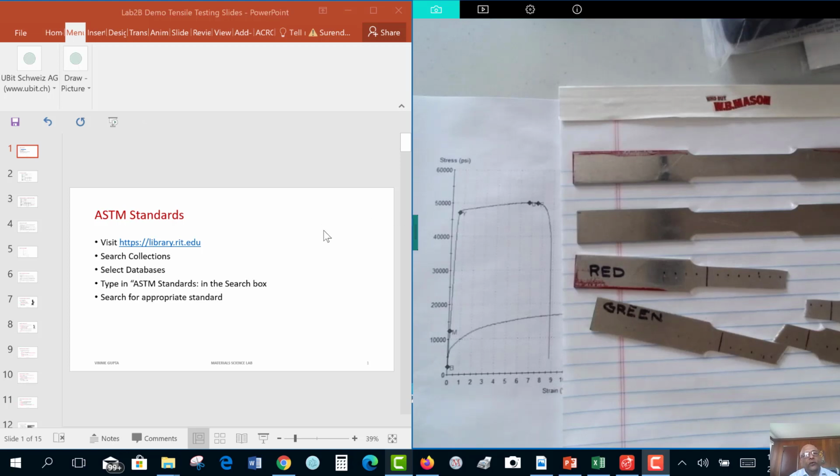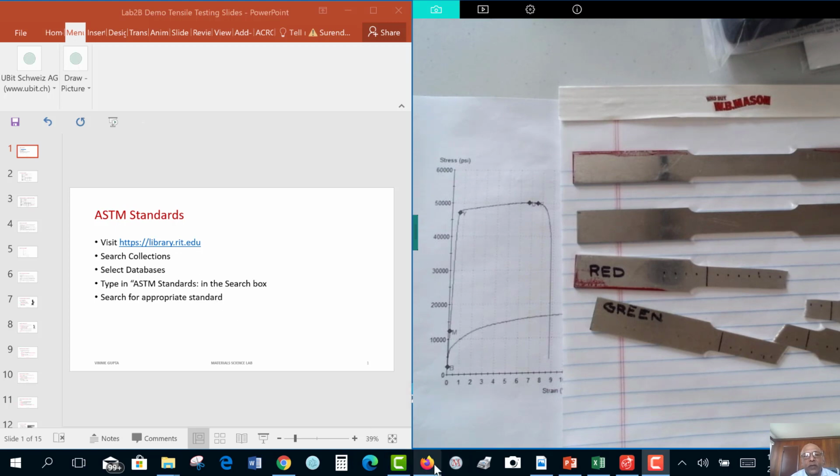Okay, folks, before we get into processing the tensile test data, let's talk about these ASTM standards. Many of you found it difficult to get hold of these ASTM standards and download them. I do not understand why. They are easily accessible through the library databases. In any case, let me show you how to do it.